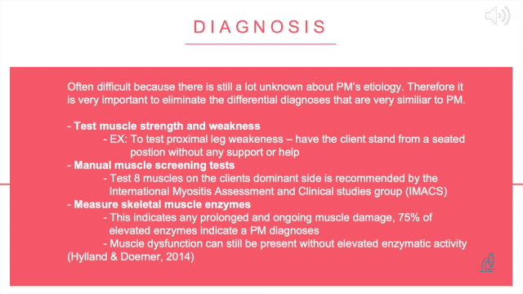8 muscles are tested on the client's dominant side, and this is recommended by the International Myositis Assessment and Clinical Studies Group, or IMACS. Another test is measuring skeletal muscle enzymes. This indicates prolonged and ongoing muscle damage. 75% of elevated enzymes indicate a PM diagnosis. One of these enzymes that are tested is creatine kinase because it is the most sensitive and indicates that there is muscle damage. It is important to note that muscle dysfunction can still be present without elevated enzymatic activity.